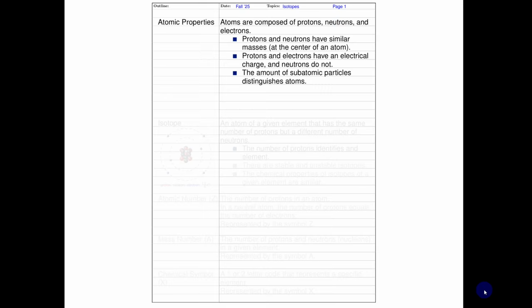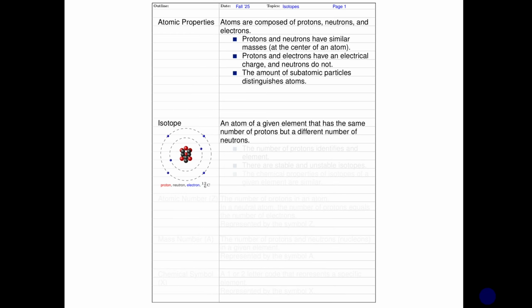If all things are made of atoms, and therefore protons, neutrons, and electrons, then what distinguishes one atom from another is the number of subatomic particles that are present. This brings us to the topic of isotopes. An isotope is an atom of a given element that has the same number of protons but a different number of neutrons. Another way of saying this is that isotopes are different forms of the same element where the number of protons remains the same but the number of neutrons varies.